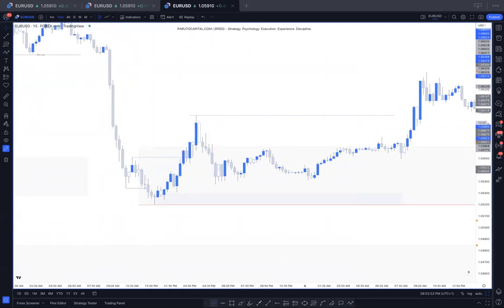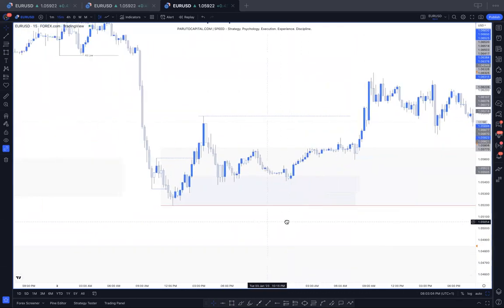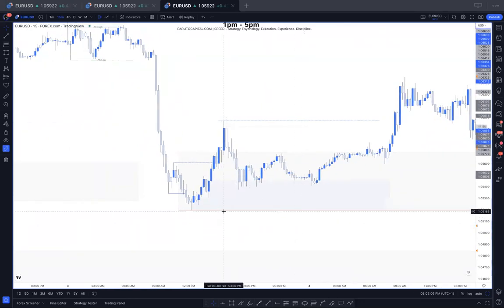Now, let me just draw that for us. So you can see from this pullback here, this last candle, I can just draw this as a zone, basically. Okay, so we have that now. So you have that zone there. Now, this was 3 p.m. After 3 p.m., what happens? You can see price, New York session, came back down, tested this zone.